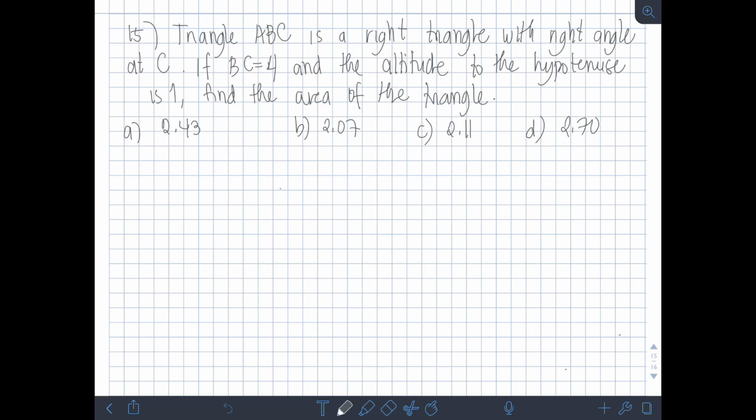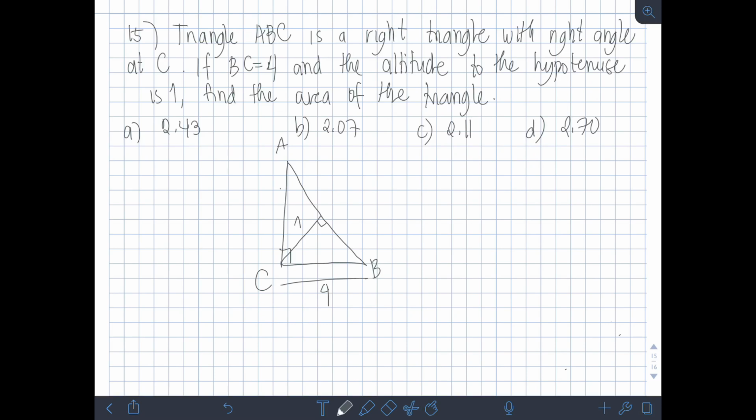Okay? Next we have triangle ABC is a right triangle with right angle at C. If BC equals 4 and the altitude to the hypotenuse is 1, find the area of the triangle. Okay, so drawing natin para ma-visualize natin. So, meron daw tayong triangle ABC. Tapos yung C daw yung right angle. Okay? So, meron daw tayong length BC na equal siya sa 4. So, ito yung BC, di ba? Equal yan sa 4. Tapos, yung altitude to the hypotenuse is 1. So, ito yon, altitude to hypotenuse. So, 1 daw. Find the area of the triangle.